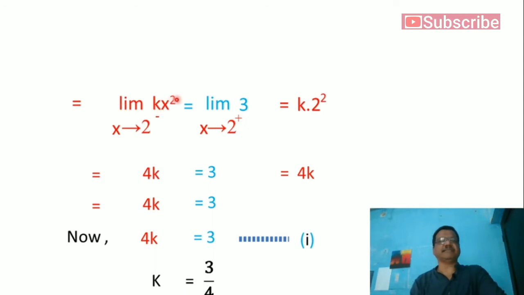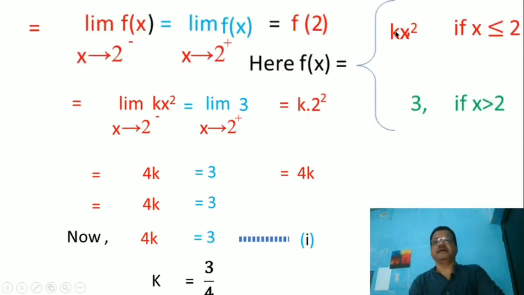Now the limit of kx² as x tends to 2 negative. 2 negative means x is less than 2, where f(x) is equal to kx². So for f(x) we will put kx², isn't it? And then f(x) is equal to 3 we will substitute, because x tends to 2 positive. 2 positive means when x is greater than 2, then f(x) is 3. That is given in the question. And when x is equal to 2, here the equality sign is there, then we will use k·2².